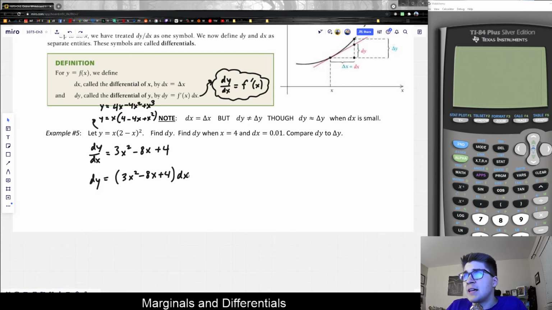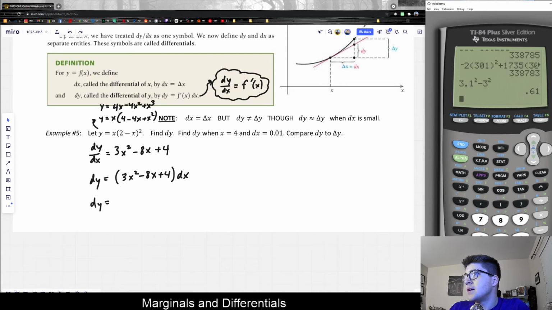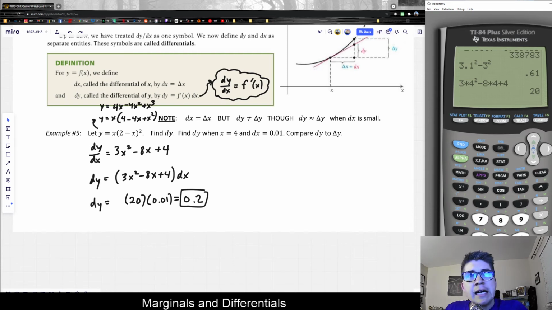It says find dy when x equals 4 and dx equals 0.01. I just plug those things in. dy would be equal to, let's plug 4 in for x, 3 times 4 squared minus 8 times 4 plus 4. And that would give me 20. And then dx is just 0.01. So 0.01 times 20 should be 0.2. And that would give me the value of my differential for this particular position on the curve.